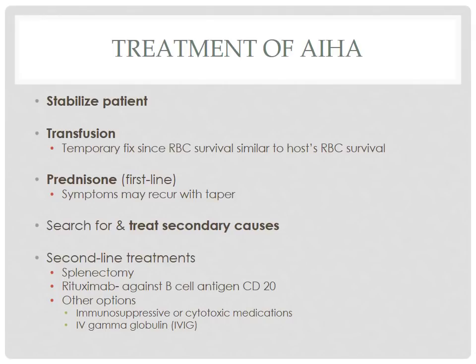It is important to remember that as a patient tapers off the prednisone, the hemolysis may recur. It's also important for providers to make sure they treat any other secondary causes of the autoimmune hemolytic anemia. And some second-line options include splenectomy, rituximab, some other immunosuppressives or cytotoxic medications, and possibly IVIG or immunoglobulin.